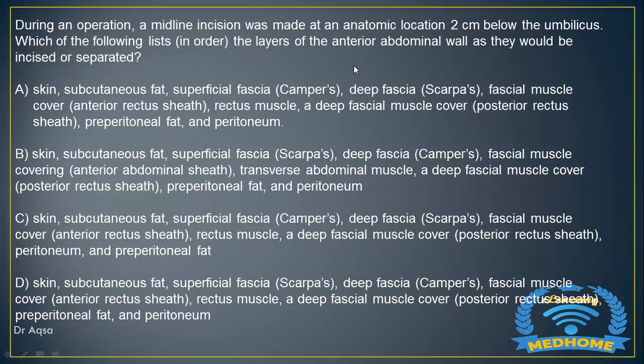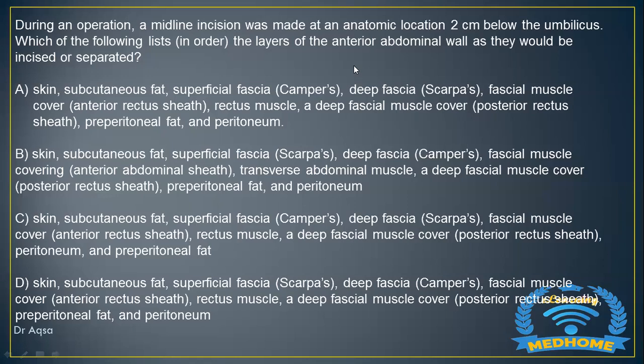I want everyone to be answering for me in the chat box. Apart from Fiba, all of you are going to answer in the chat box. Read it loud so that everyone can hear you. Option A: skin, subcutaneous fat, superficial fascia, deep fascia, fascial muscles, anterior rectus sheath, rectus muscle, a deep fascial muscle cover, posterior rectus sheath, pre-peritoneal fat, and peritoneum.